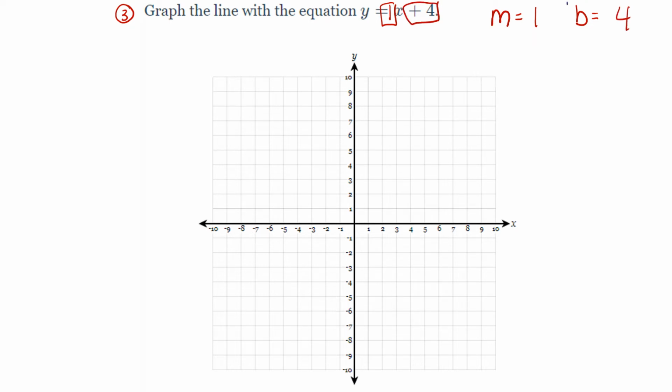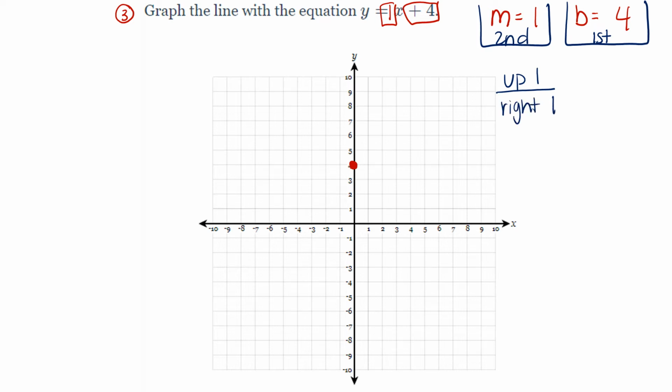When it comes to actually graphing the equation, you graph the initial value, the y-intercept, first. So we're going to put a point at positive 4 on the y-axis. When it comes to graphing the rate of change, or the slope, we graph that second. It's a positive 1, so positive means we're going to go up. Because it's not a fraction, we're just going to go to the right 1.